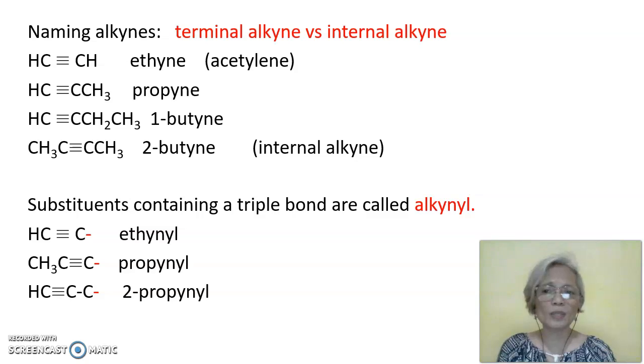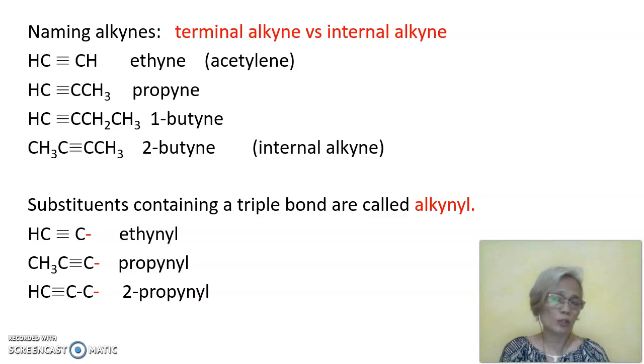Notice that in 2-butyne, the triple bond is at carbon number 2, so the locant is 2. That's why we have 2 there in the name. And 2-butyne is an example of an internal alkyne where the triple bond is located inside the structure of the molecule, whereas the other examples are terminal alkynes where the triple bond is at the terminal carbon, or carbon number 1. Now, substituents containing a triple bond are called alkynyl.